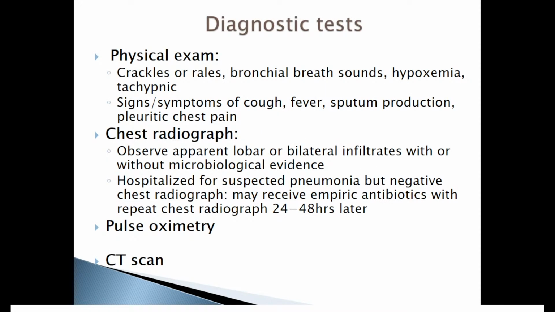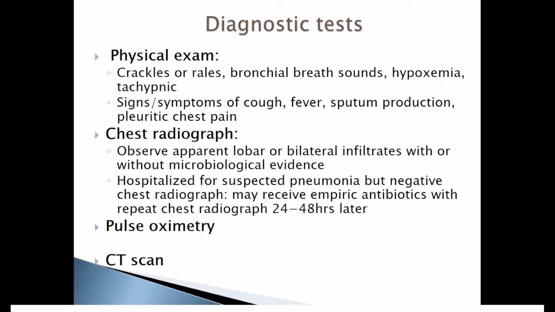Diagnostic tests which have to be done for outpatients. Physical examination has to be done, of course, and it will reveal crackles or rales, bronchial breath sound, hypoxemia, tachypnea, cough, fever, sputum production, pleuritic chest pain. These are complaints of the patient. Chest radiograph is obligatory. Observed apparent lobar or bilateral infiltrates with or without microbiological evidence. Patients hospitalized for suspected pneumonia but with negative chest radiograph may receive empiric antibiotics with repeated chest radiograph 1 to 2 days later. Pulse oximetry has to be done and CT scan may be done.